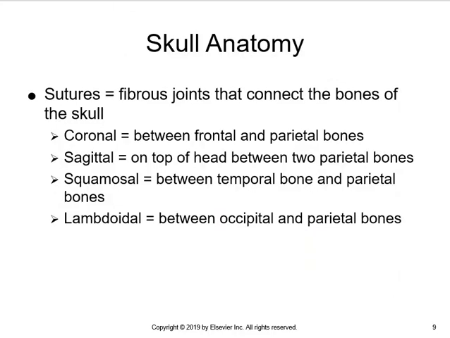So the joints in the skull are what we refer to as sutures. So the fibrous joints that connect the bones of the skull together, and we've got the coronal suture, and we talked about that. The coronal suture joins the frontal bones to the parietal bones. We've got the sagittal suture, and that joins the two parietal bones together. You got the squamosal suture, and that joins the temporal bone and the parietal bones. And then the lambdoidal suture joins the parietal bones with the occipital bone.